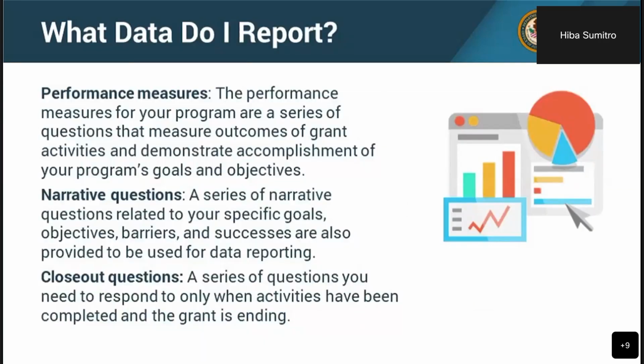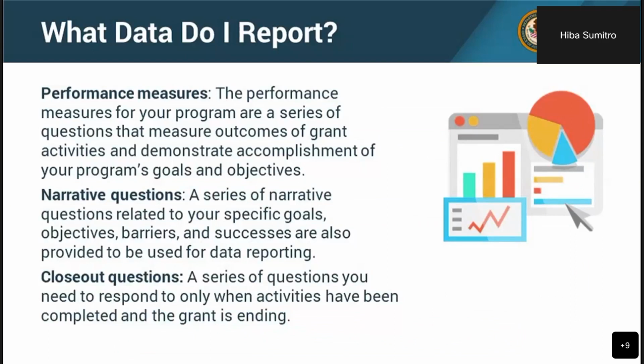There are 3 types of questions you will need to respond to: performance measures, narrative questions, and closeout questions. Performance measures are a series of questions that measure outcomes of grant activities and demonstrate the accomplishment of goals and objectives of OJP programs. Grantees report on performance measures during each reporting period.